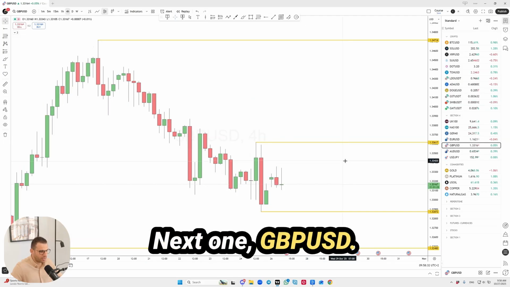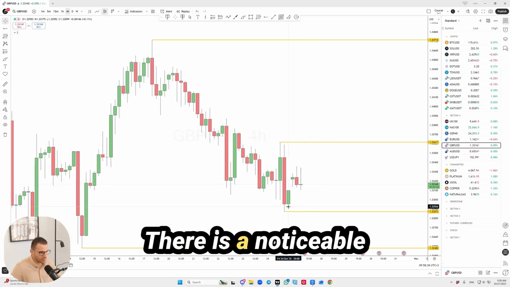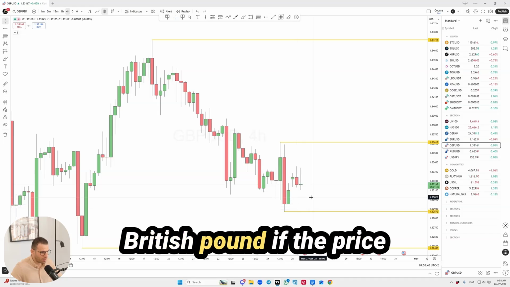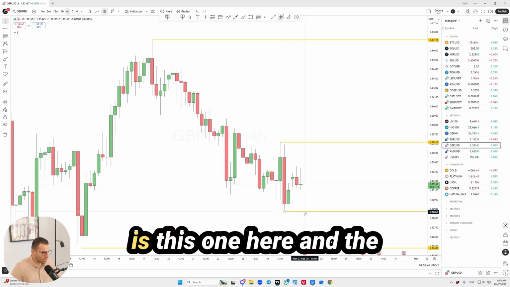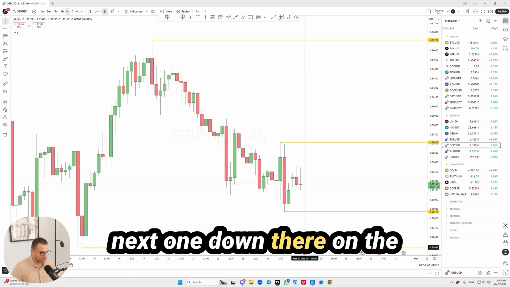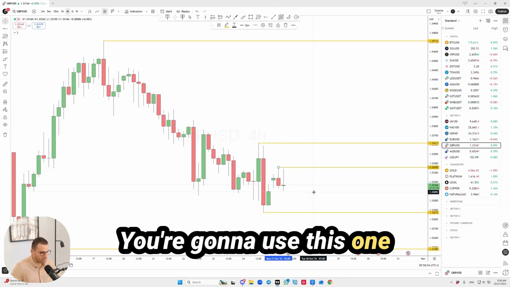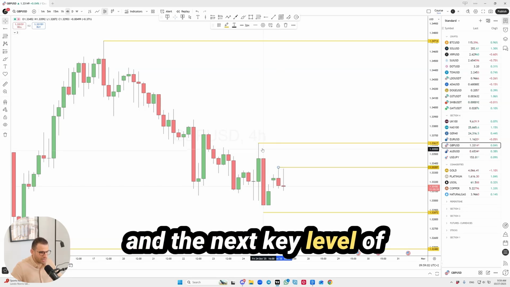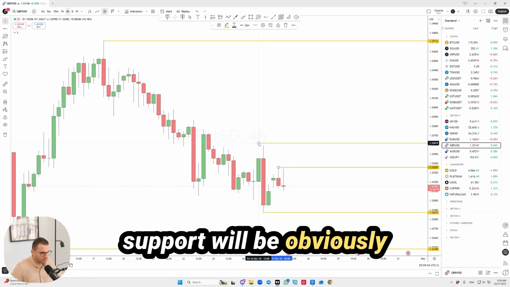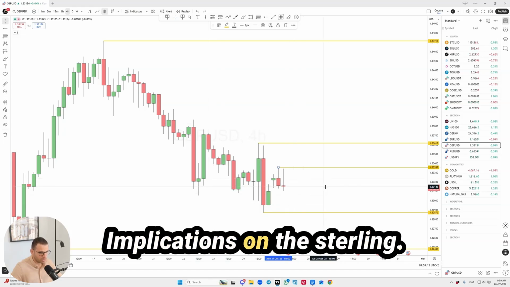Next one, sterling versus the US dollar. The market is in a strong downtrend. There is a noticeable weakness on the Great British Pound. If the price continues moving downwards, the key level of support is this one here and the next one down there. On the other hand, for intraday levels, you're going to use this one up here, right above the Asian session high. And the next key level of support will be obviously this one right here. So more bearish than bullish implications on the sterling.